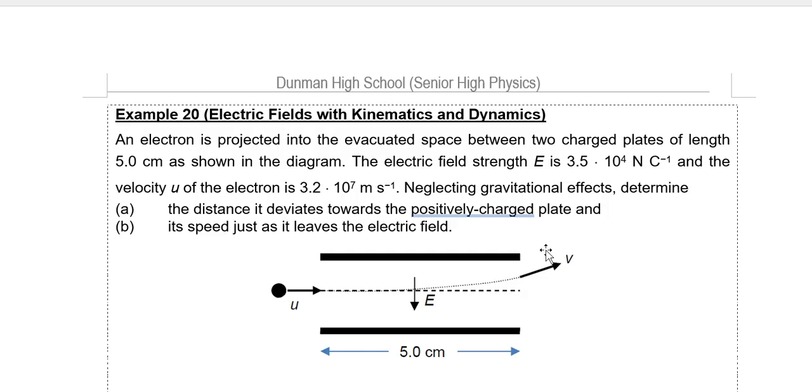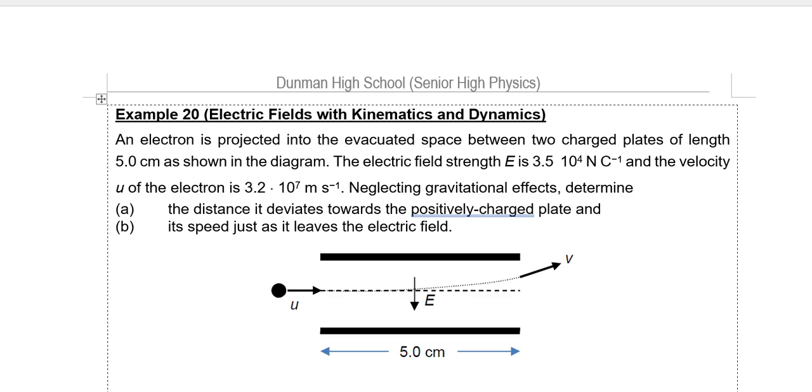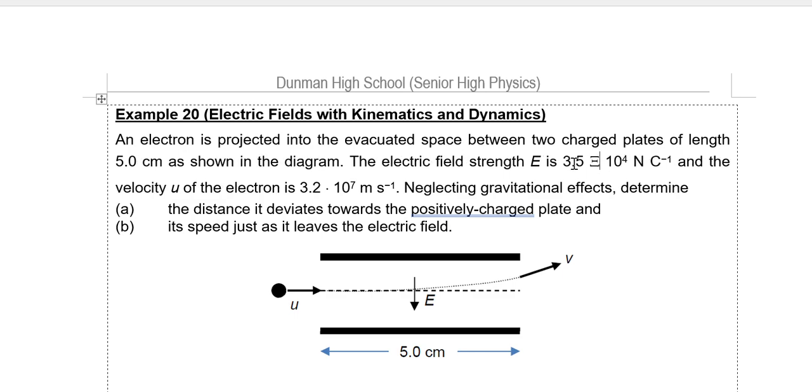Okay, we're back from the pause. All right, so there's an electric field strength. This one should be multiplied, sorry. Oh, goodness. Okay, I'll correct this later. All right, this is a multiply sign here. All right, so the velocity of electron is this. This one's also a multiply sign, sorry. Again, I'll correct this later. All right, neglecting gravitational effects, determine the distance it deviates toward the positive charge plate and the speed just as it leaves the electric field.